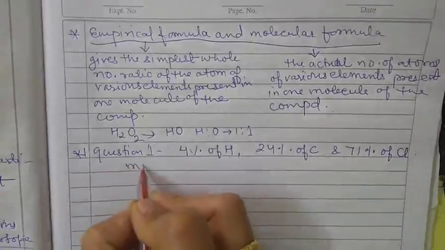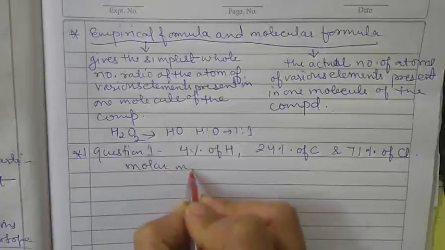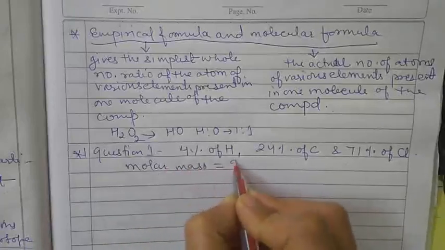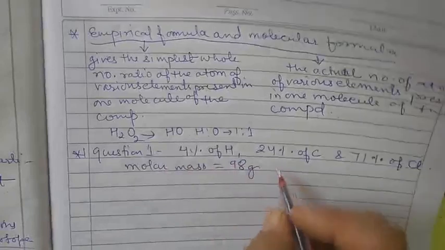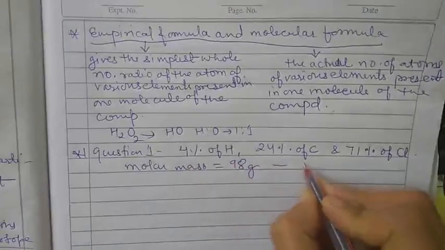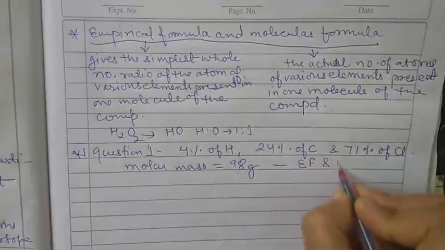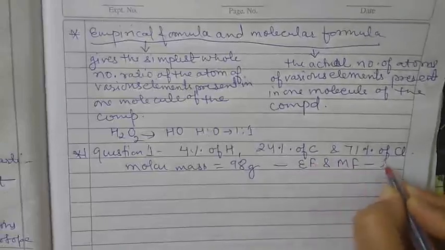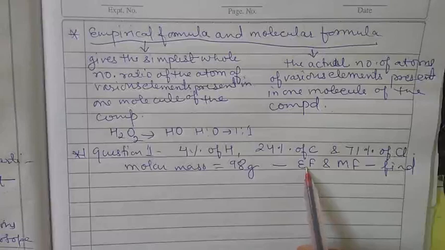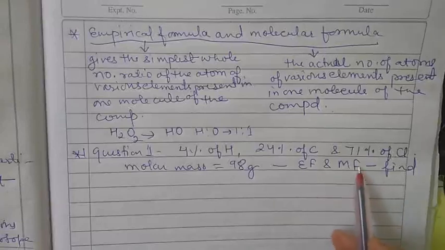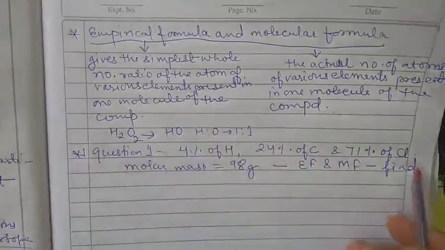Clear? Molar mass is given to us. Molar mass is equal to 98 gram. Find out the empirical formula and the molecular formula. Clear? The question is to find out the empirical formula and the molecular formula. So such types of questions involve a few steps.